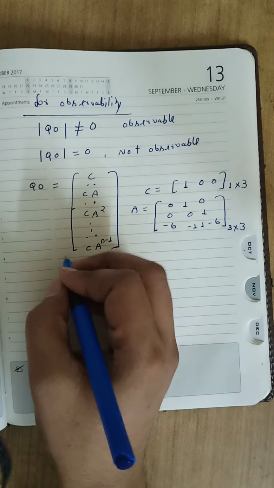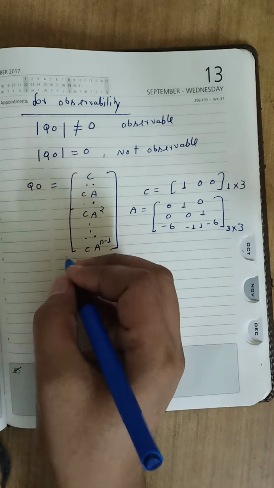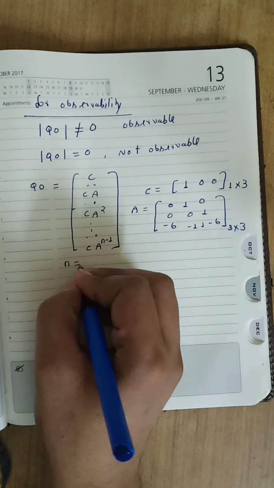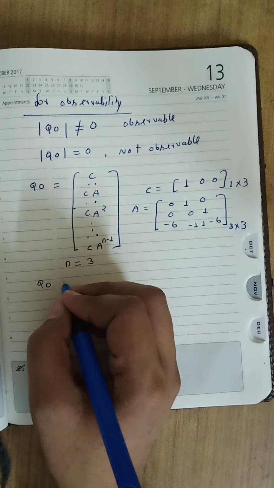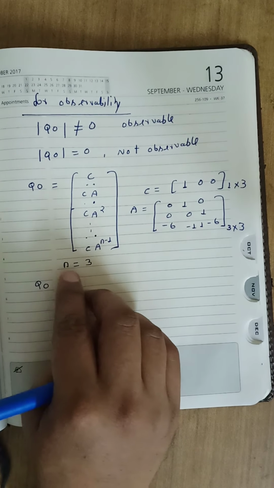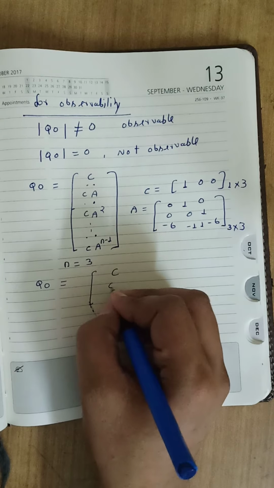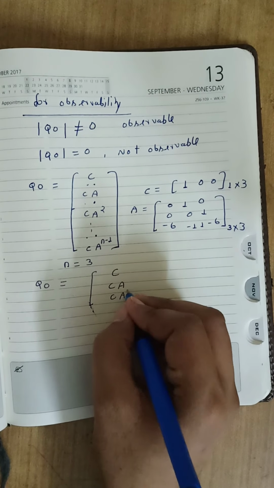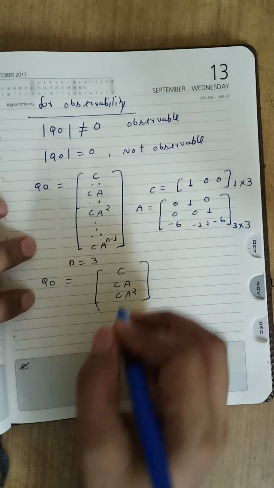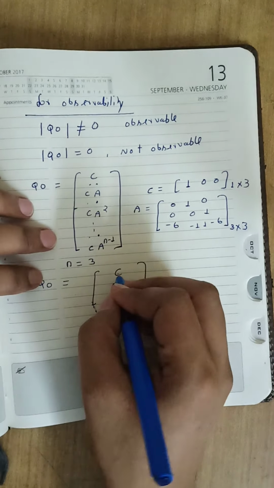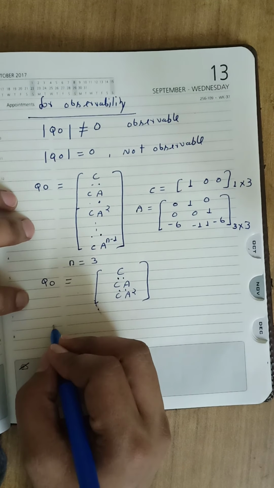Now let us define n. N, as I already told you, we can define with the help of matrix A. So here we have n equal to 3. That's why Q naught we can write according to the value of n. It is C, CA, CA square. C we already know. Now let us calculate CA.